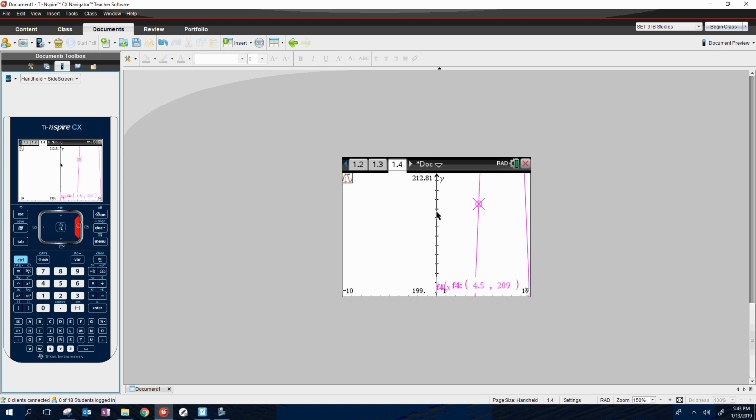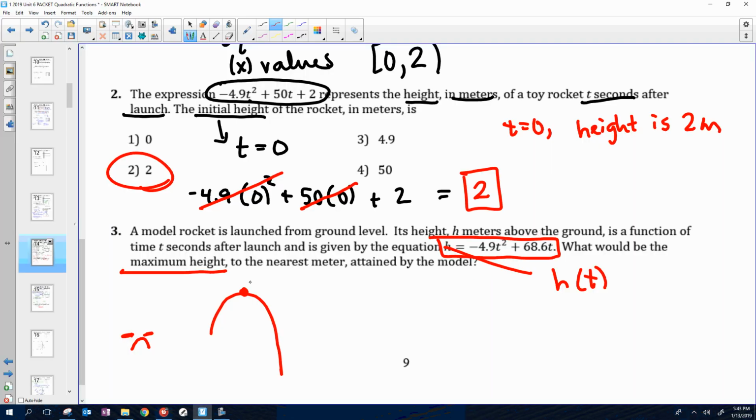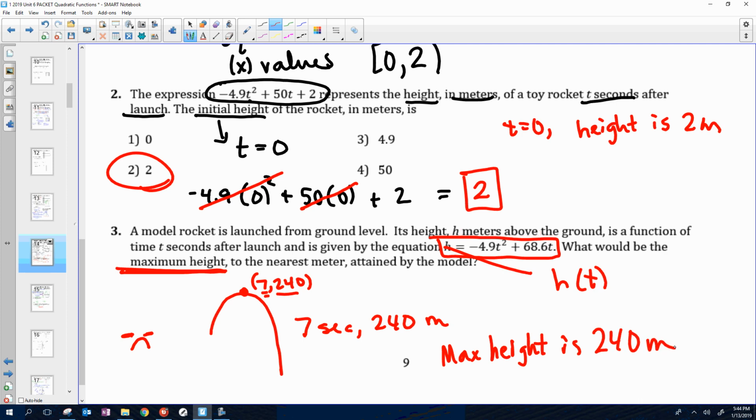So if I keep hitting the right arrow, I can tell that it's climbing up the left side of the parabola. It's getting closer to the maximum. One more touch. Did it say maximum yet? Nope, there it is. 7,240 is the point down here. So at 7,240, it reached a maximum. Now, do I want the 7 or the 240? It says the maximum height. So it was 7 seconds, 240 meters. So the maximum height is 240 meters.